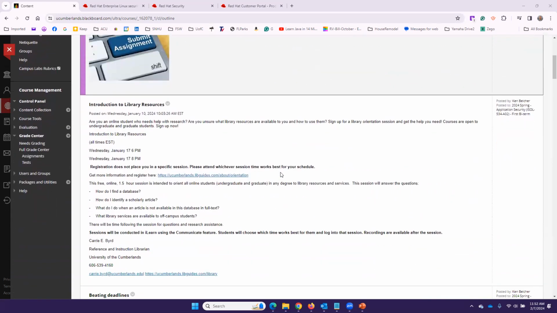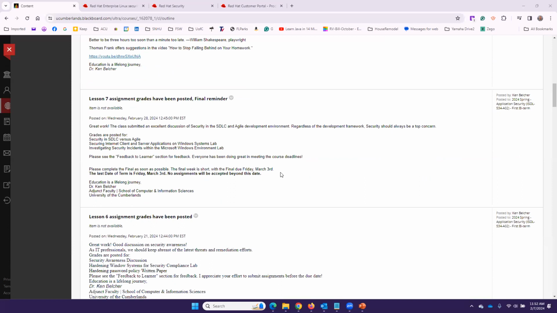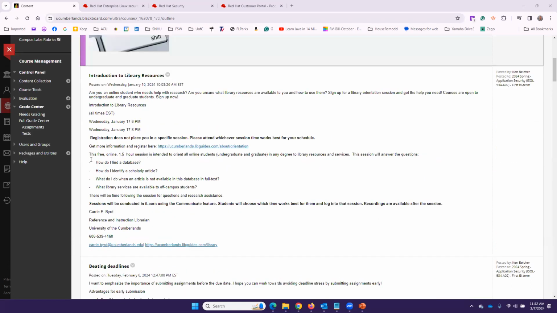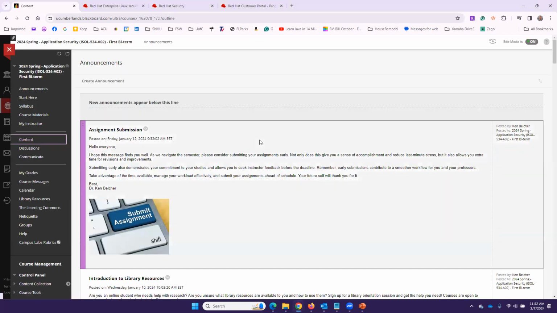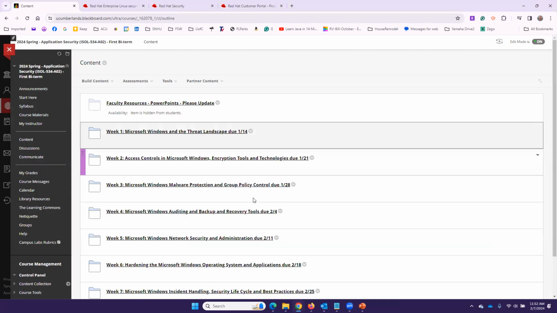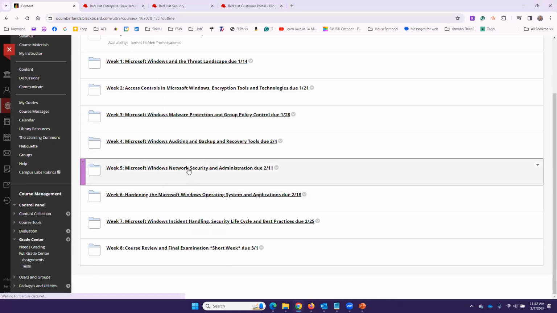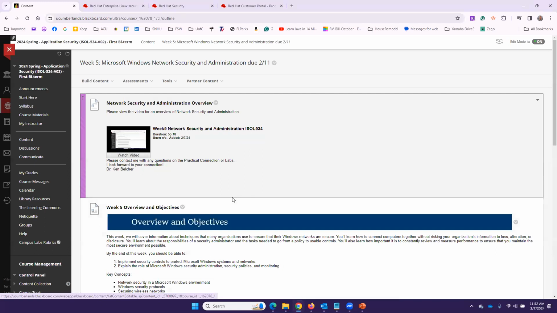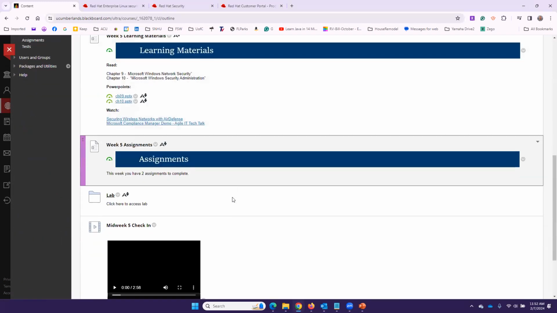I know this class goes over Windows. I've been trying to add a little bit of Linux as we go. And so this week we're talking about security. So I just wanted to show you that Red Hat and Linux also take security extremely important.